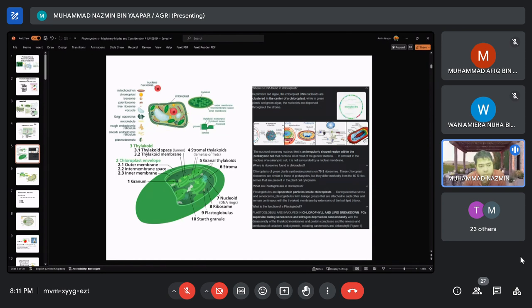it's very important to understand about the micro, or should I say the ultra anatomy of this guy here, the chloroplast.